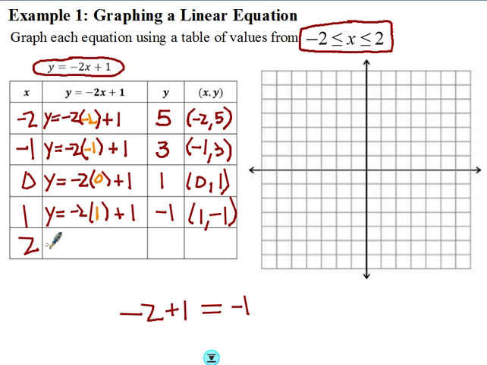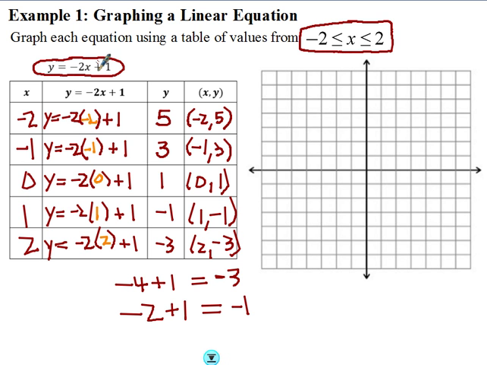Then the next one, if x is 2, y equals negative 2 times, the next x value was 2. Change the color again, plus 1. And negative 2 times 2 is negative 4, and negative 4 plus 1. You subtract the number, which is 3, and the larger number is a negative, so it's negative 3. And our point is 2, comma, negative 3.